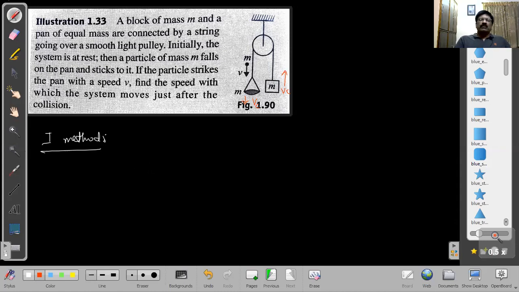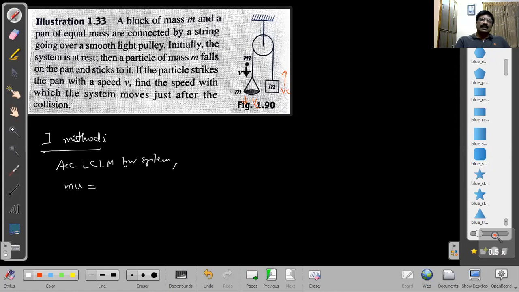Before the particle makes collision with the pan, according to the law of conservation of linear momentum, for the system, initially only the particle has momentum, while the pan and block are at rest. But whenever the particle strikes the pan, the pan along with the particle move downwards with a common velocity vc. Then the block also moves with the same common velocity vc.